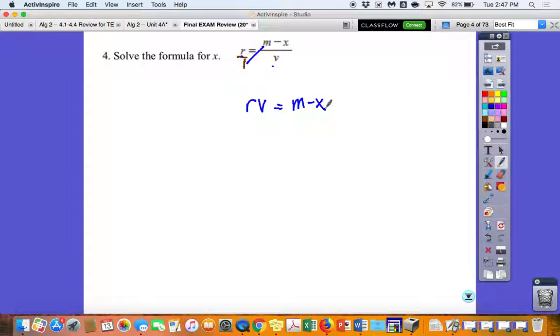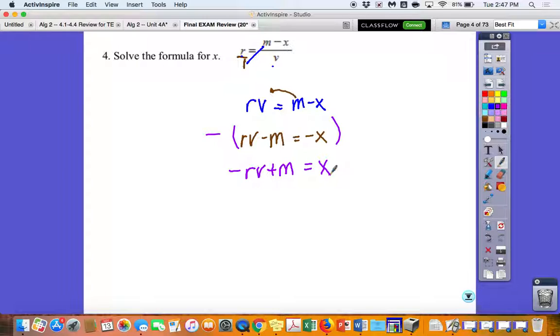Now our goal is to get x by itself. Well, the m's in the way. So the m has got to move to the other side. So if he's positive on this side, he's going to be negative on that side. Well, that gives me negative x. I don't want negative x. So basically, I'm just wanting to distribute a negative times the whole thing. However you visualize that is perfectly fine. Basically, all the signs are changing. So you got a negative RV plus M equals X.